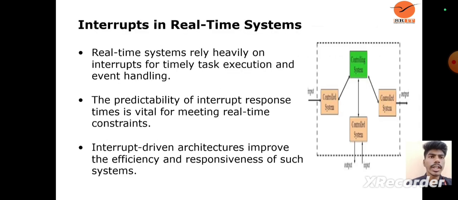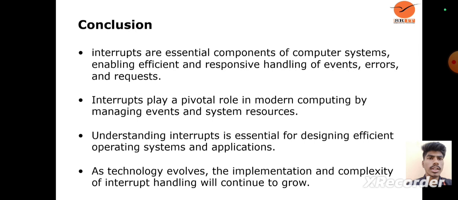Now, interrupts in real-time systems. Real-time systems rely heavily on interrupts for timely task execution and event handling. The predictability of interrupt response times is vital for meeting real-time constraints. Interrupt-driven architecture improves the efficiency and responsiveness of such systems.